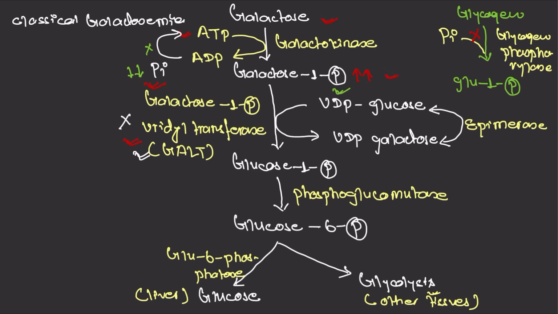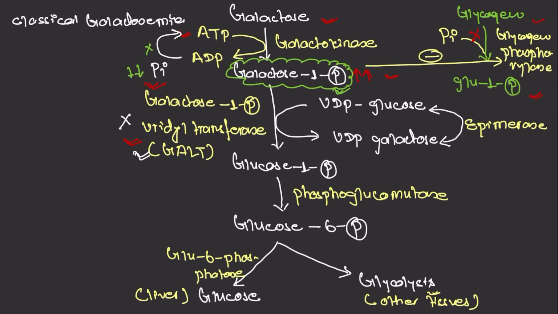This is the very first step of glycogenolysis, that is glycogen is converted to glucose 1-phosphate, and later glucose 1-phosphate is converted to glucose 6-phosphate, and then glucose 6-phosphate into glucose in the liver, right? So the process of glycogenolysis will be inhibited, or you can say that this accumulated galactose 1-phosphate inhibits the glycogen phosphorylase enzyme.